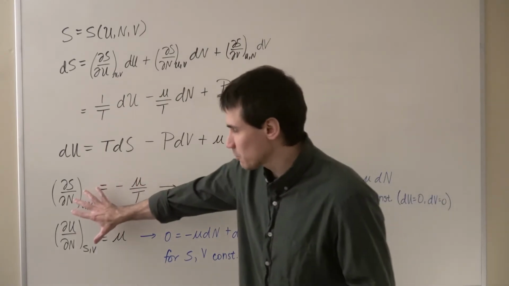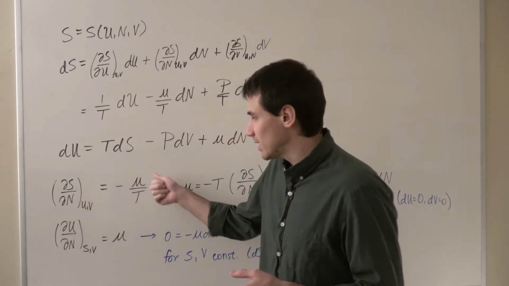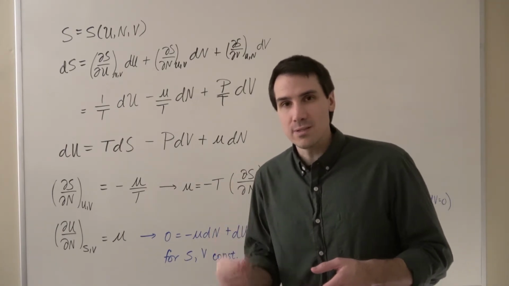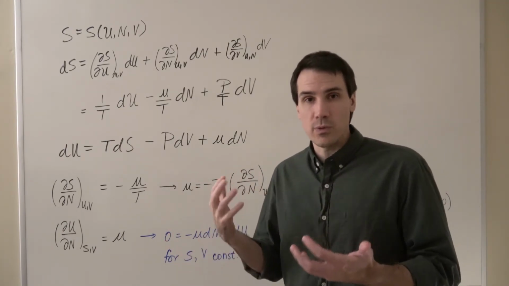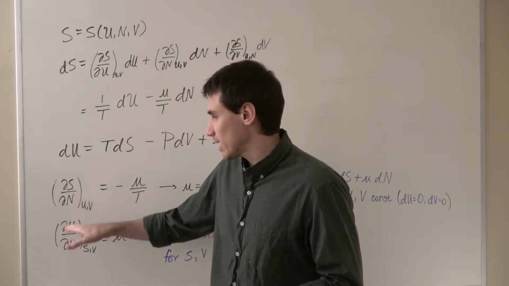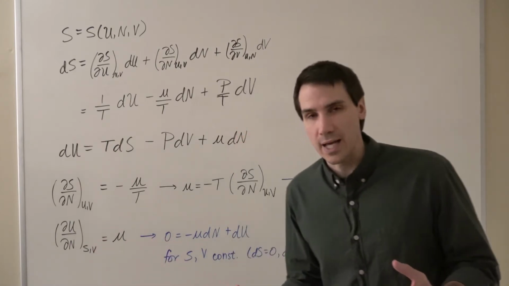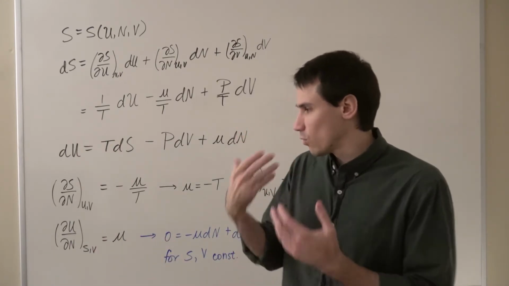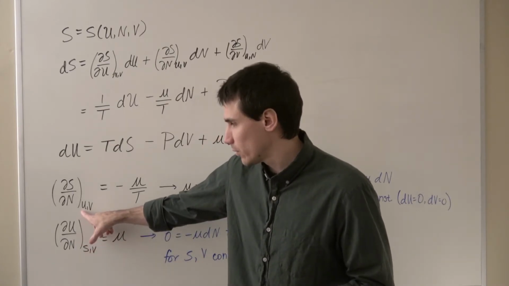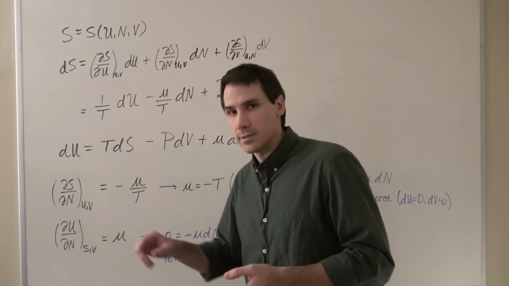So these two expressions both give us an equation for the chemical potential, and it just depends on what variables we want to hold constant as we add particles to the system. In both cases, it tells us what happens when we add particles to the system. It's just what do we want to hold constant? Do we want to hold the entropy constant? Do we want to hold the energy constant?